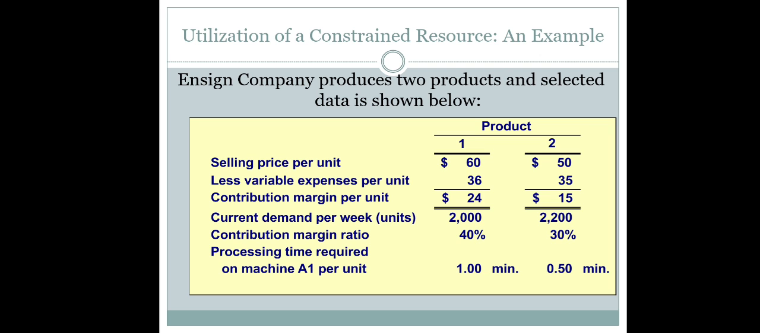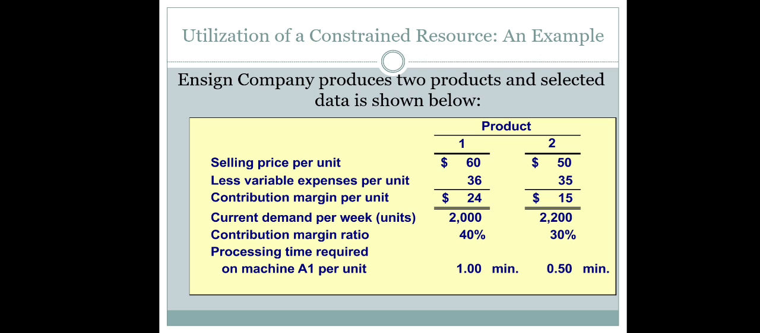2,000 units per week, yes. And then product 2, the demand is 2,200 units per week. Contribution margin ratio, 40% and 30%. Processing time required on machine A1 per unit. Product 1 requires 1 machine minute. Product 2 requires only 50%, or 0.5, or half a minute.